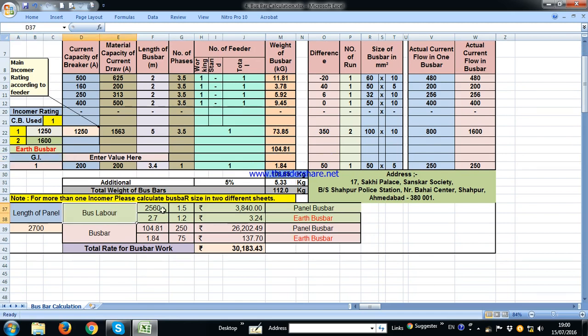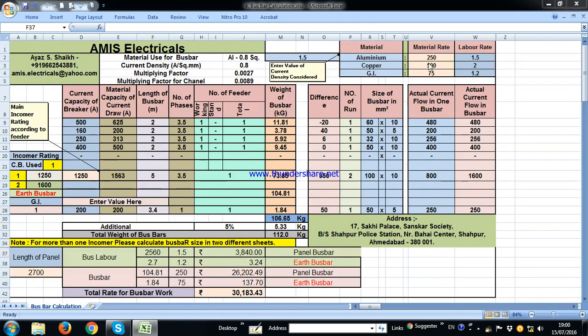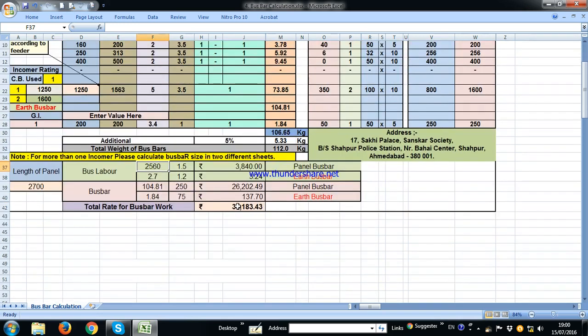The busbar labor we are using for panel busbar and earth busbar, and the busbar we are using, suppose we are using aluminium busbar, copper busbar, and GI busbar, we have here the material rate, labor rate, and the total rate of a busbar, which we are getting here.